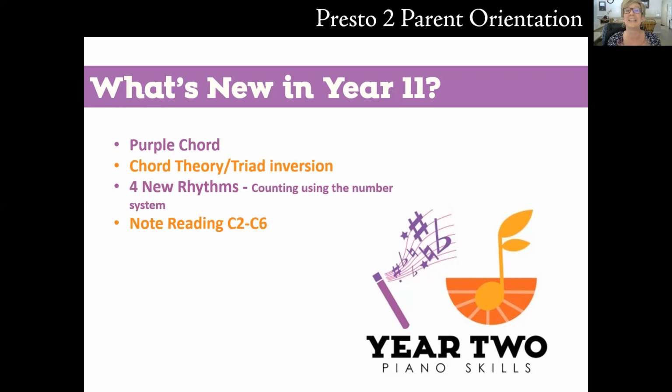Note reading: we're reading C2 through C6. Presto 1 set us up for labeling a note not only by its name, but also by its number. So when they see a C on the staff, they're not thinking, is it that C or that C, or which C is it? They know exactly. 2 lines down from the bottom of the staff is a C2, 2 ledger lines up is a C6. They know it in a snap, and that makes them very confident sight readers, which is so much more fun when playing the piano.